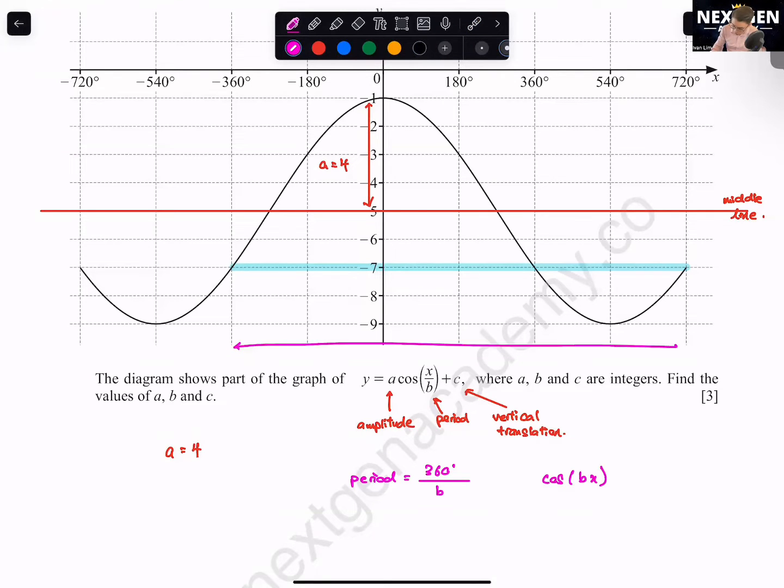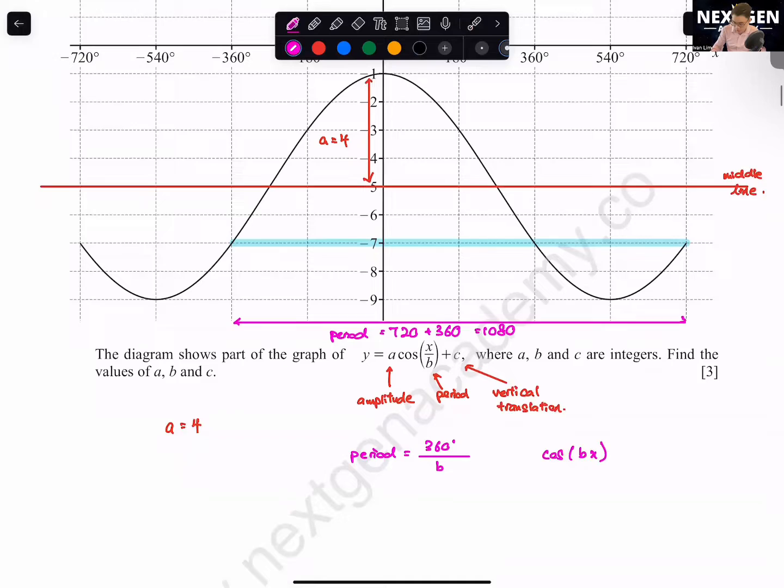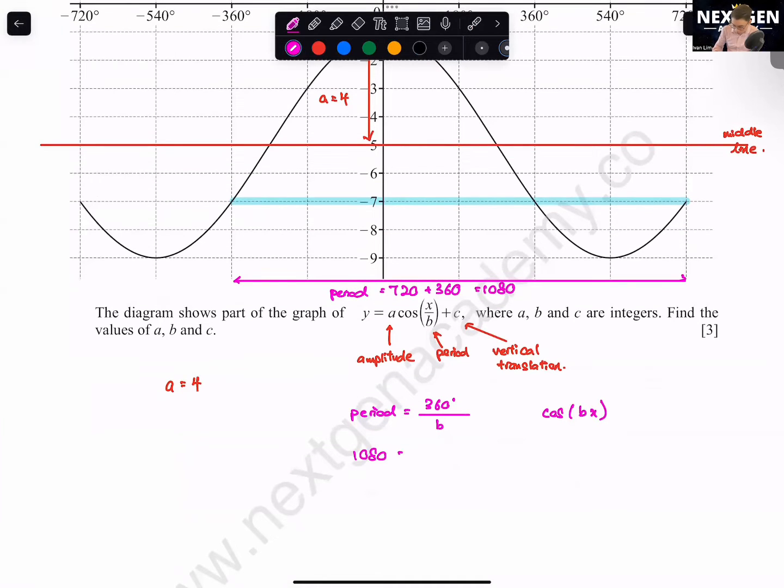So you measure here from -360 to 720. Period will be 720 plus 360 degrees, which is 1080. So 1080 equals 360 over B. B equals 360 over 1080. B is equal to 1 over 3.